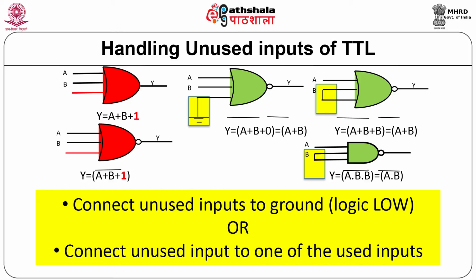If you consider the NOR gate, then the output Y is (A plus B) bar if the unused input is connected to ground. Even if you connect it to the other used input, the output Boolean equation is not altered. Similar is the case for the NOR gate and the NAND gate.